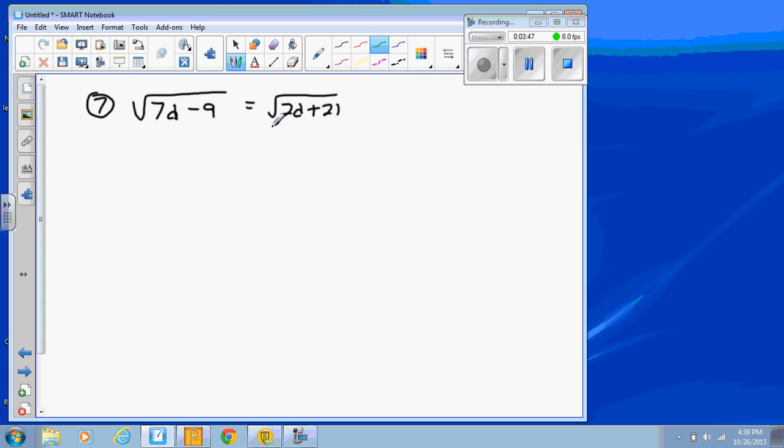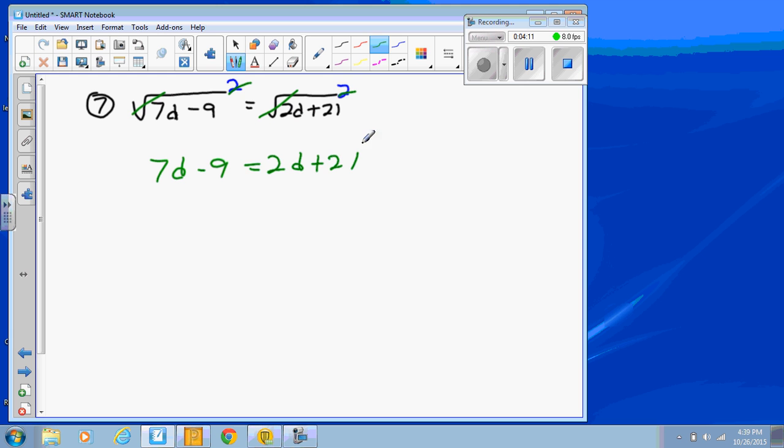Number 7 looks more difficult than it is. It looks like it's hard because I have 2 square roots, but the fact is there's only square roots on either side. So when I square both sides of the equation, what works nicely is the square roots disappear here, and they also disappear here. So basically what I'm left with is 7d minus 9 equals 2d plus 21.